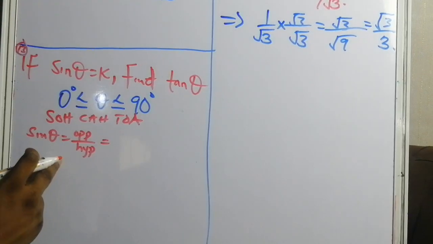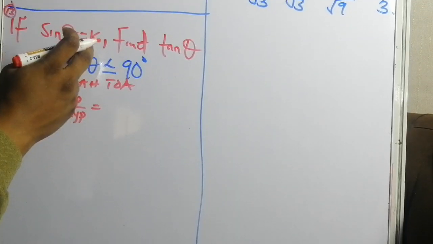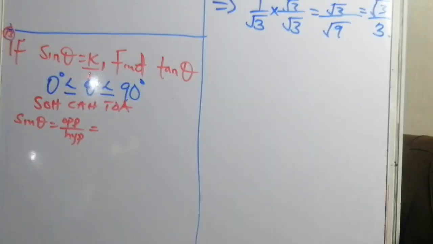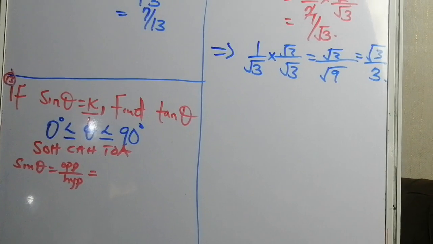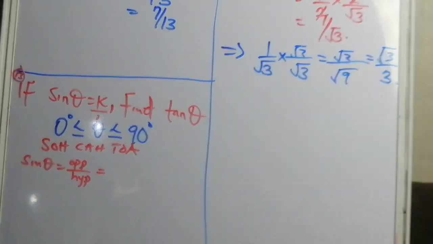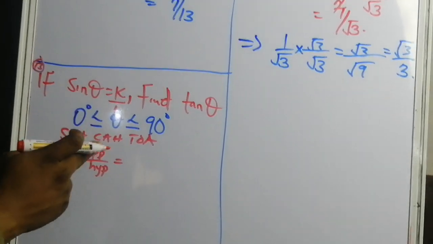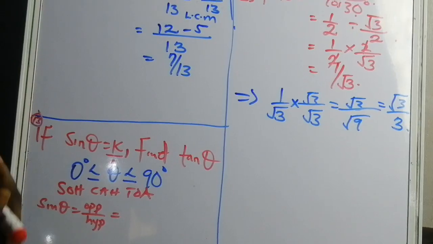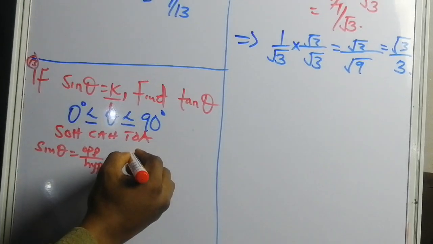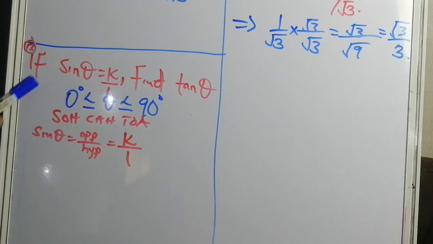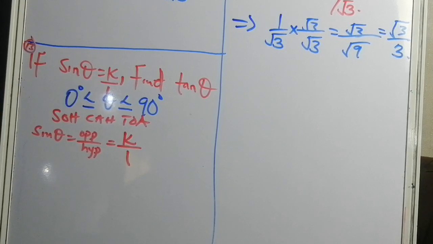Hypotenuse. Which means that, look at it very well, opposite. It means this k is the same thing as what? Saying k over 1. Anything over 1 is that thing. So it means this opposite is my k here, my hypotenuse is 1. So this is the same thing as saying k over what? 1. It says sine theta equals k. So I can say k over 1 or k. It's still the same thing.